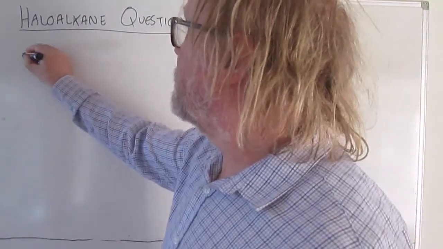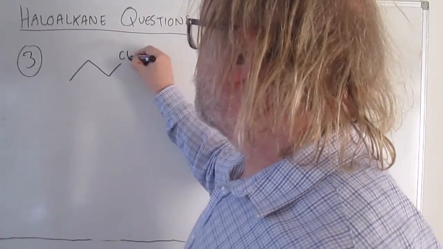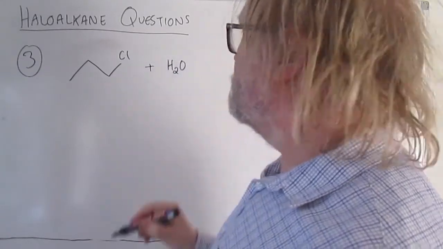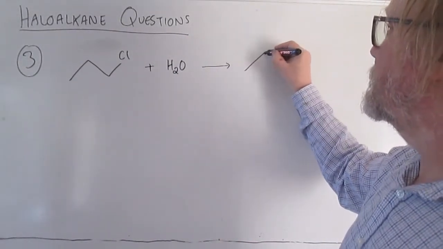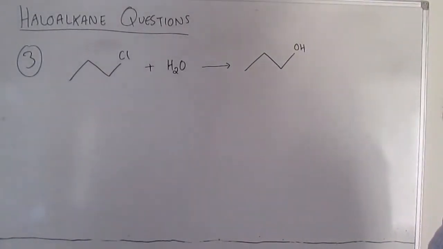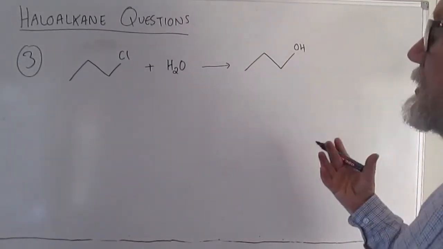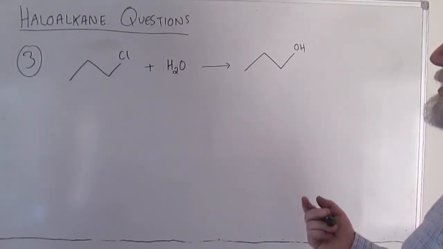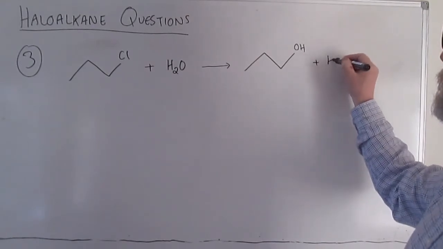Question 3 then is about the reaction of 1-chloropropane with water this time, rather than with OH minus. And the reaction is basically the same. So you get the same product, which is propanol, the alcohol there. But the difference, of course, is the other product, because instead of getting sodium chloride, which we got with sodium hydroxide, you get hydrogen chloride, so you get HCl being formed.